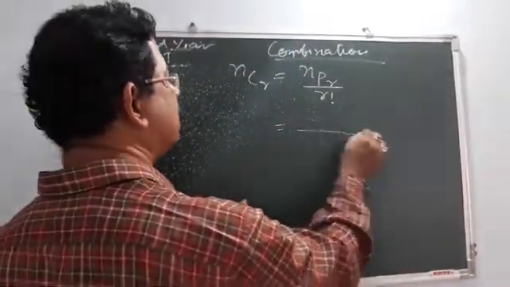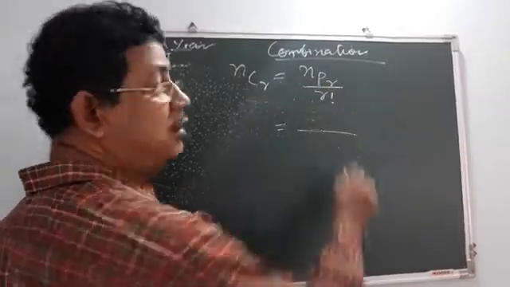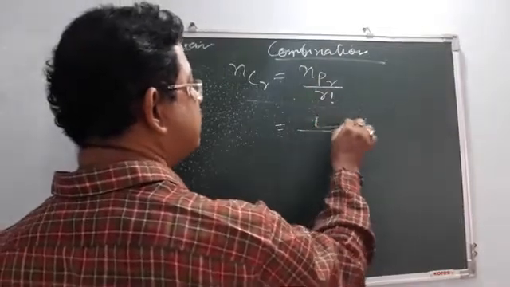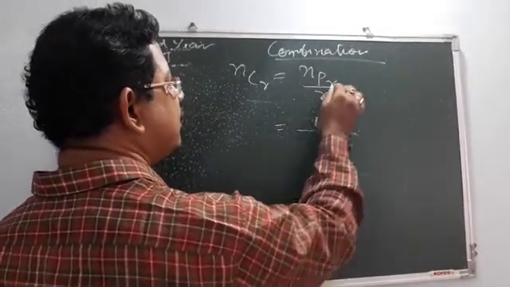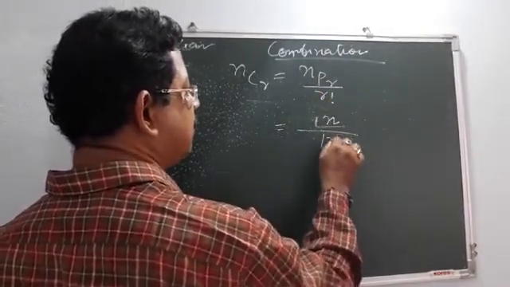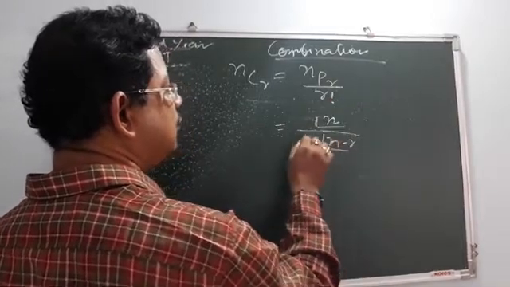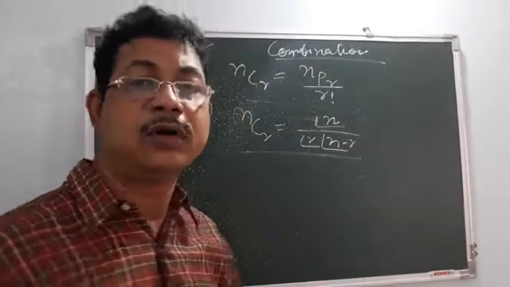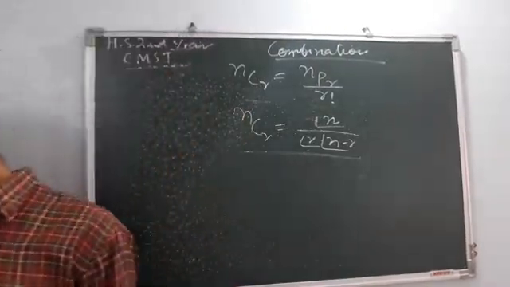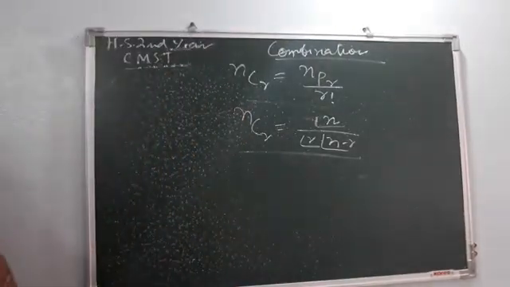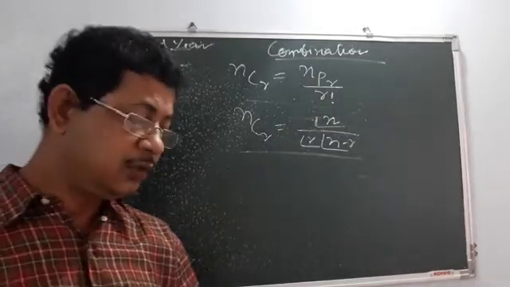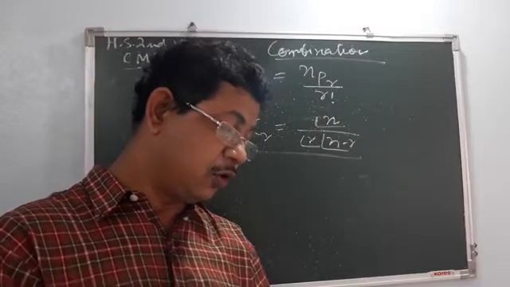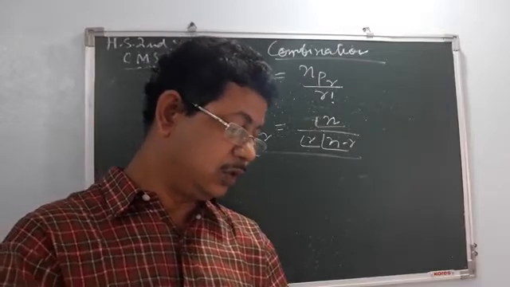What is the formula of NCR? NPR by factorial R. The relation between NCR and NPR is this. NPR is factorial N divided by factorial N minus R. This divided by factorial R, if we write, this is our NCR. So this is the formula for combination of N objects taking R at a time. So many theorems and formulas are there. You will practice at home. That is what is solved on that, so you can do it at home.